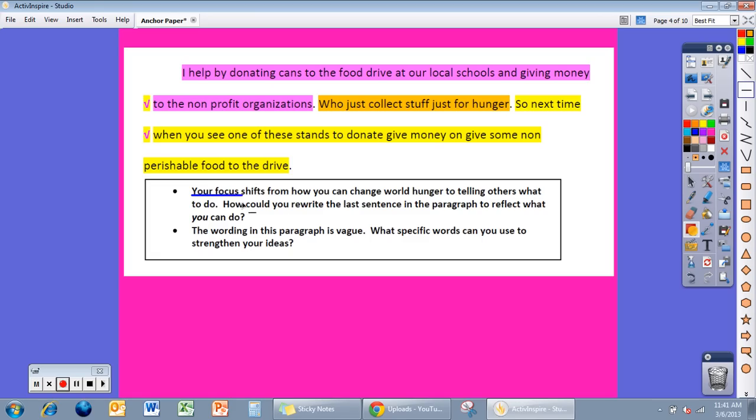So your focus shifts here from how you can change world hunger to telling others what to do. Think about rewriting this last sentence to reflect what you can do. This sentence here is more of something that would be in a conclusion because you're doing a call to action.